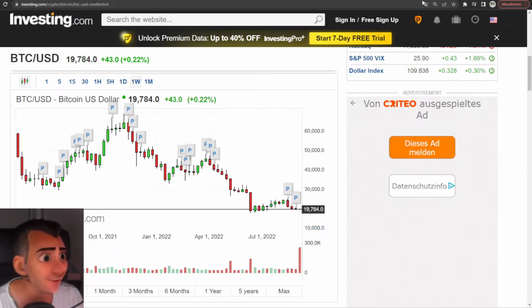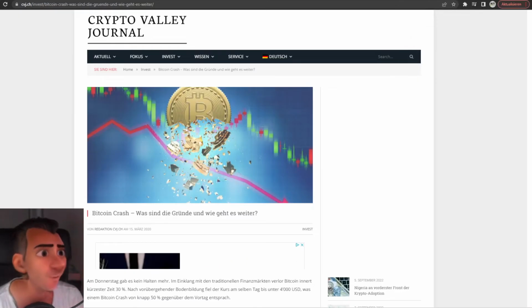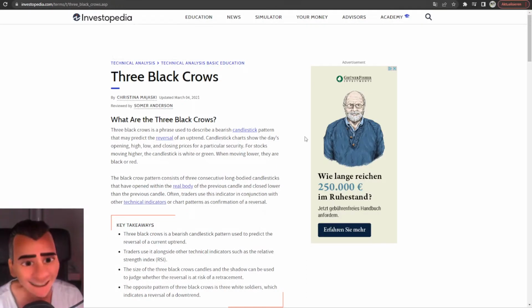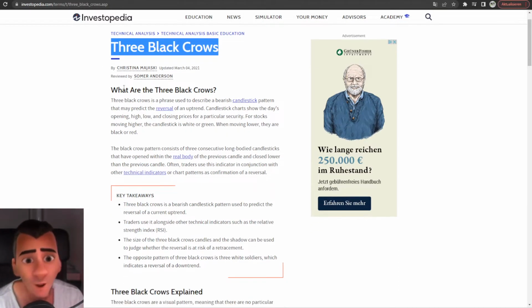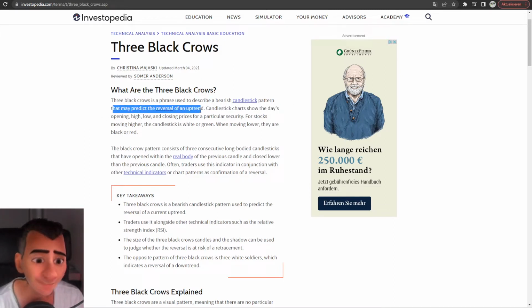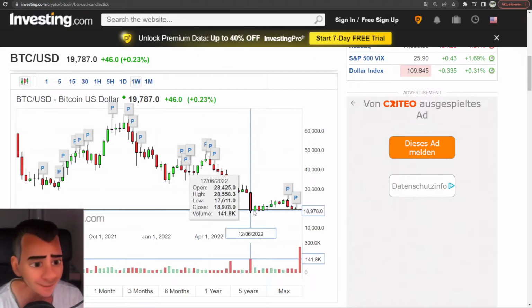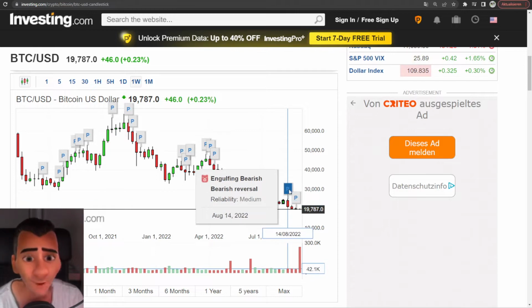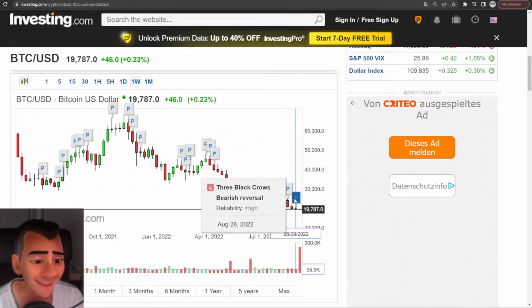What are the three black crows? I will show you on this article here on Investopedia. The three black crows is a phrase used to describe a bearish candlestick pattern that may predict the reversal of an uptrend. We saw an uptrend here, we saw the bottom, we saw an uptrend. After this uptrend, the first sign was the bearish engulfing, and the next sign, the three black crows.